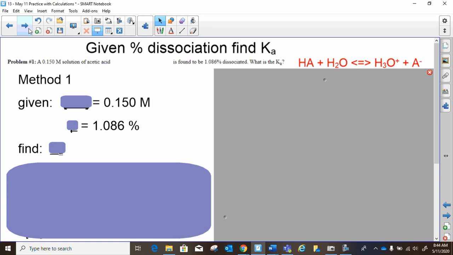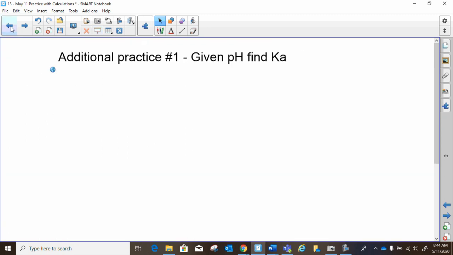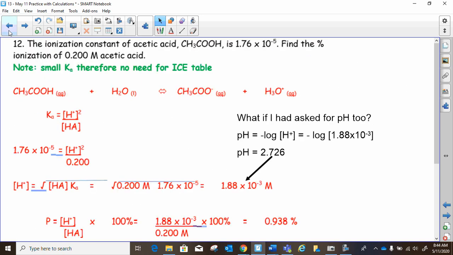Relatively weak acid. So they're telling us in very small font that the acetic acid concentration is 0.15 molarity and it's 1.086% dissociated. What is the Ka value? So I've written out the chemical equilibrium expression over here, and instead of using acetic acid, I just used HA, the generic formula. Okay, you could have used CH3COOH, which is what we used over here somewhere.